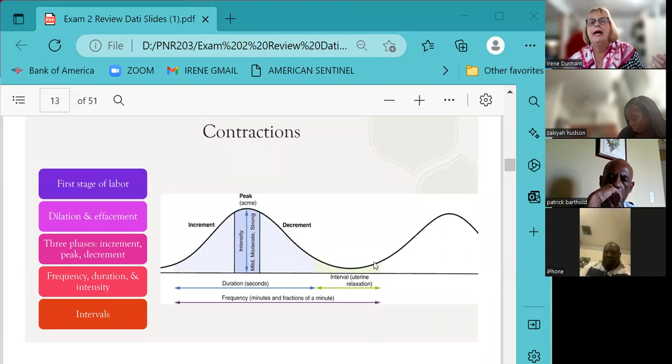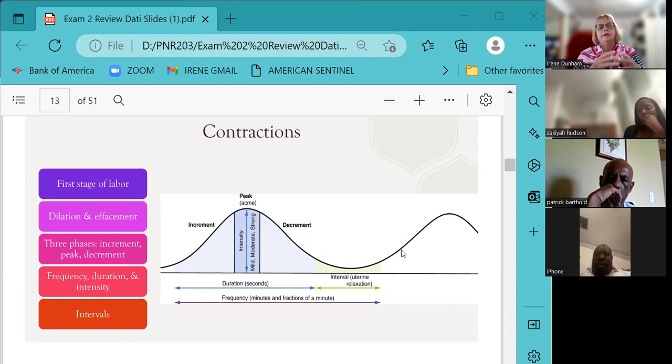And this is called the relaxing time. It's just the interval between one contraction and the next. It's called a resting tone. And then she's resting here, and then she has to get going again.